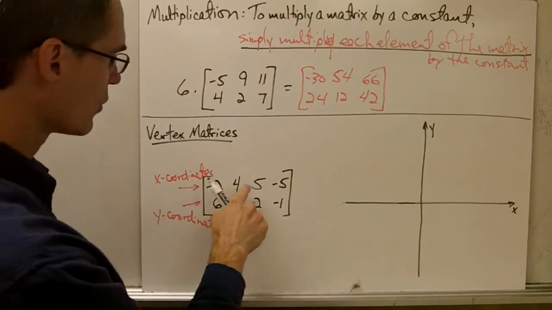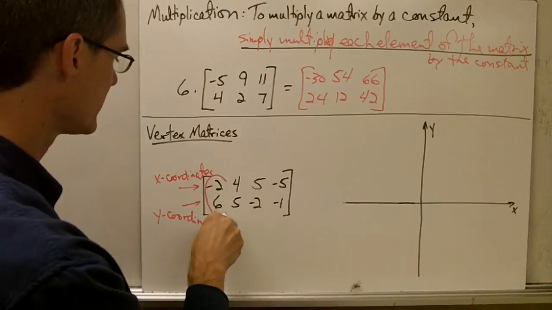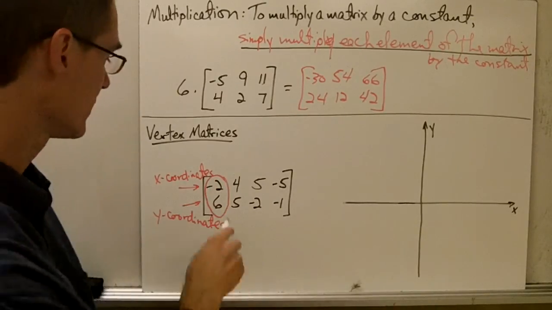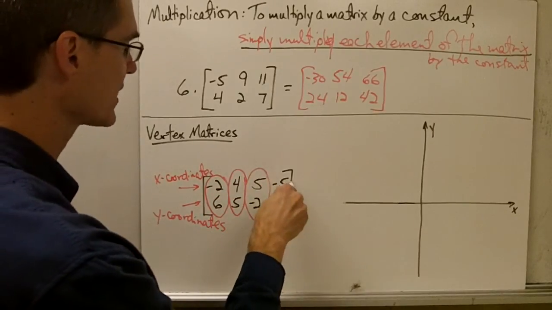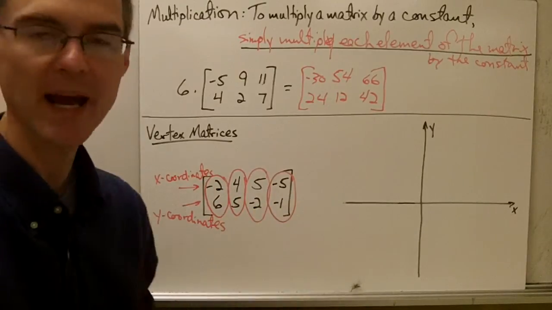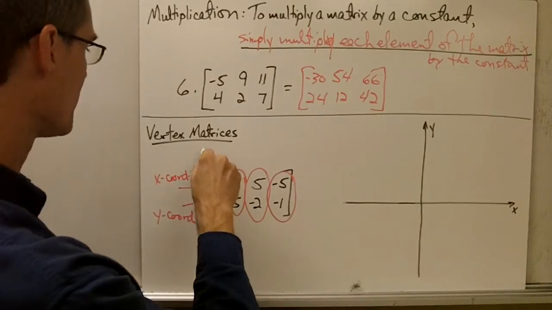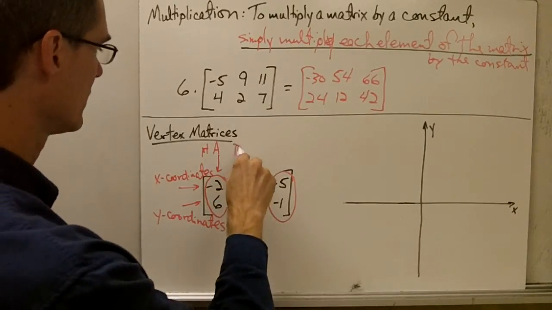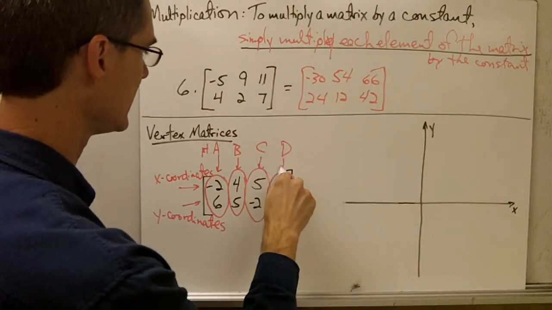So since I've got a row of x-coordinates and a row of y-coordinates, each one of these pairs of numbers represents a point, an x-coordinate and a y-coordinate. I essentially have 4 sets of x-y coordinate pairs, so I've got 4 points. So let's call this point A, negative 2, 6. This will be point B. We'll call this point C and point D.